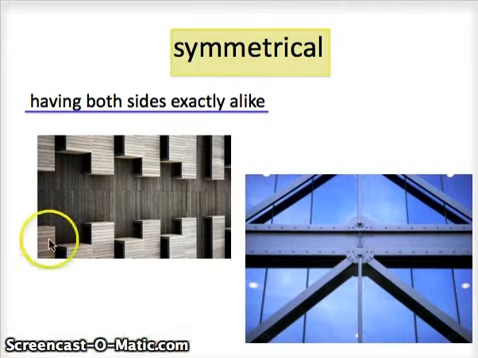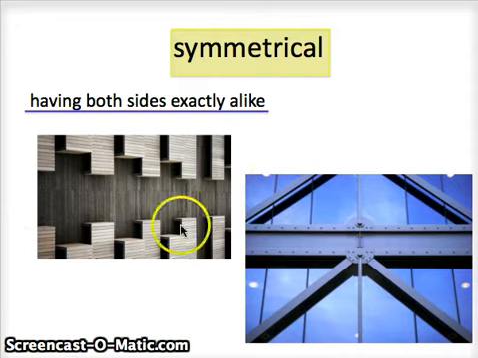So you can see the pictures here. If we bisected this here, these two sides would be exactly alike. And over here, if I bisect here, these two sides would be exactly alike. They're symmetrical. Okay?